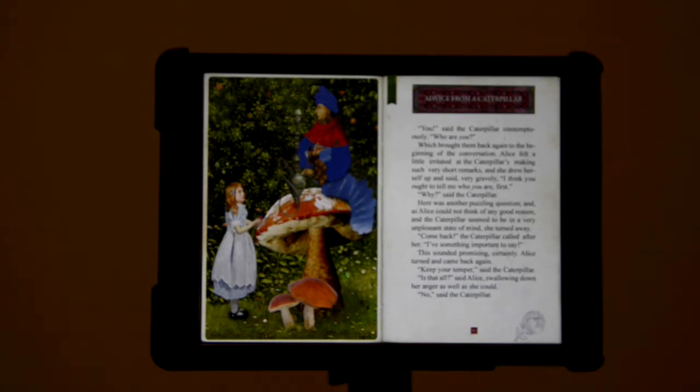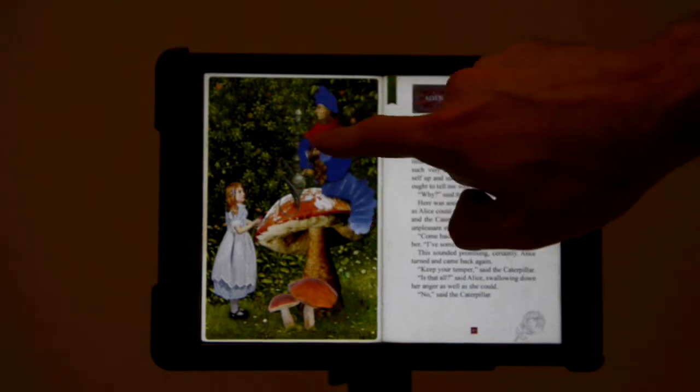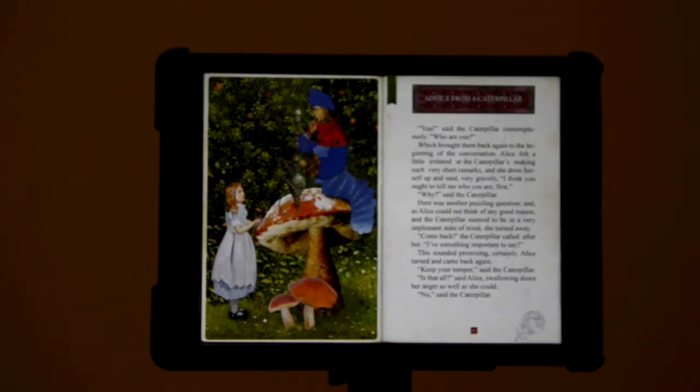"Come back," the caterpillar said. And again, I'll show you. "I've something important to say." It sounded promising, certainly. Alice turned and came back again. "Keep your temper," said the caterpillar. "Is that all?" said Alice, swallowing down her anger as well as she could.